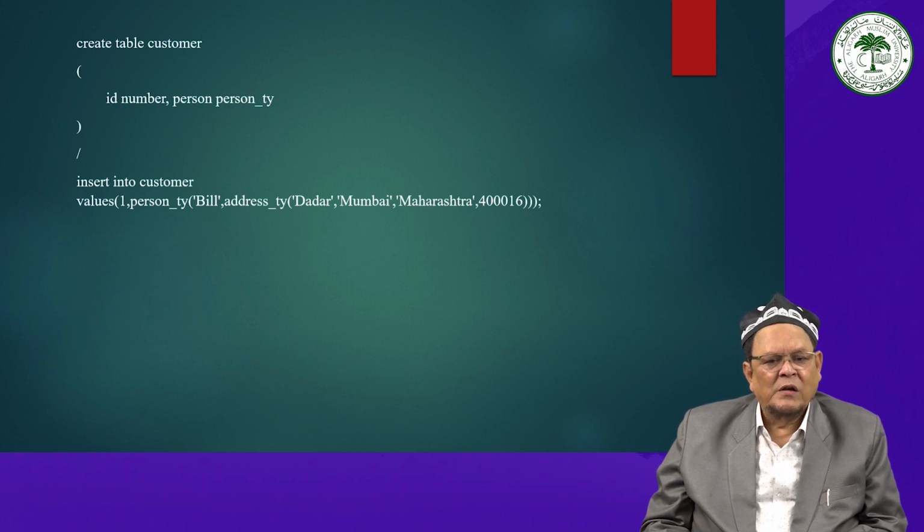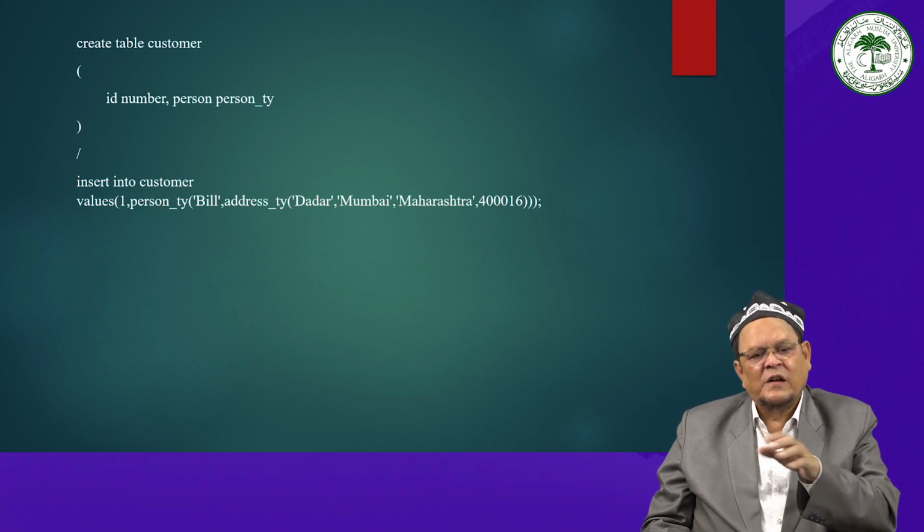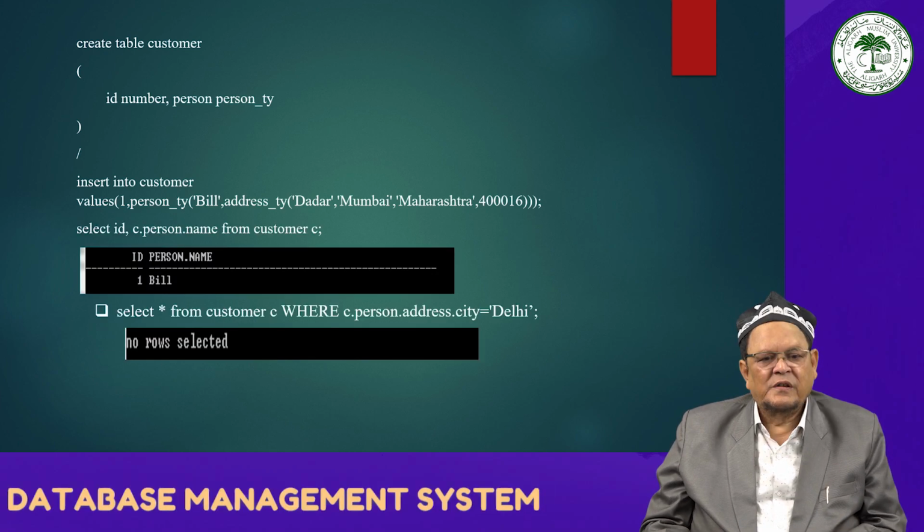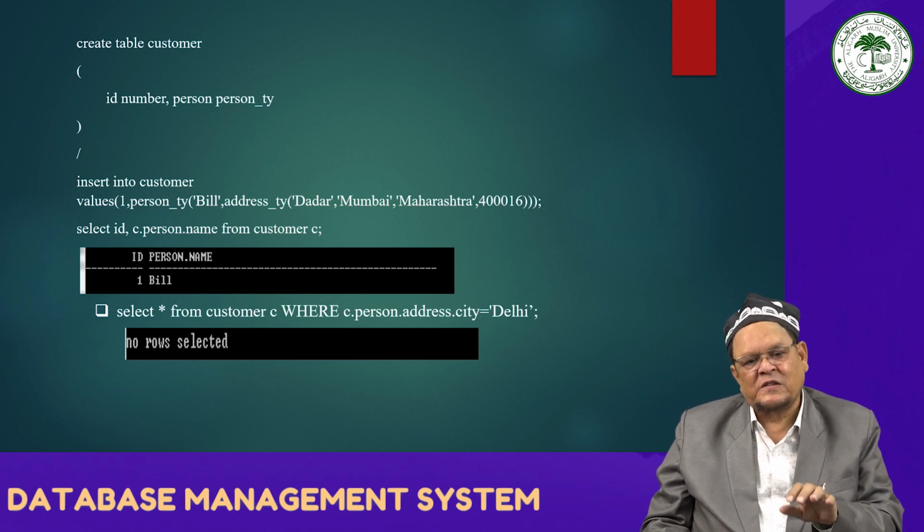Value 1, person_ty, then the bill address, underscore quantity is called address. Within that you have to define Dadar, Bombay, Maharashtra, and the pin code is 40016. Then you want to see that, so what will you select? ID, comma, c dot person dot name from the customer. We have the customer object as C.